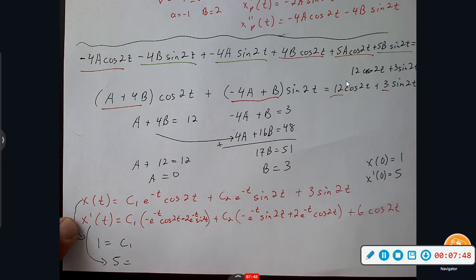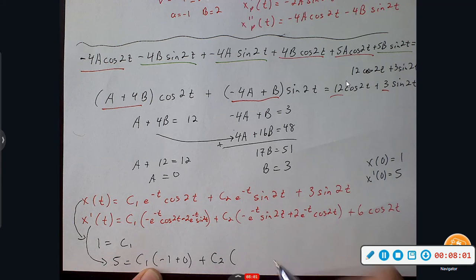5 equals, now this is the second derivative, so now plugging in 5. This is going to be c1 times negative 1 from there, because that's going to turn into 1. That's going to go to 0, so I'll put a plus 0 there. Plus c2. This is going to go to 0. That's going to go to 1. And then the 6 will stick around and go to 1.